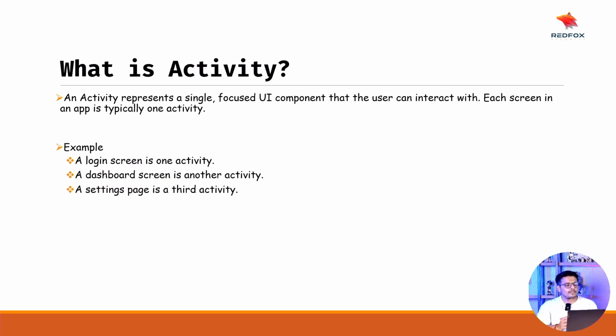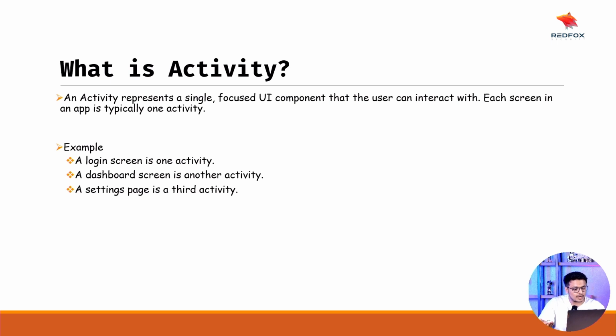Now, what is an activity? An activity represents a single focused UI component that the user can interact with. Each screen in an app is typically an activity. So in simple words, if you open an application and you see a login screen, that is one activity. You authenticate and you are redirected to a dashboard screen. That is another activity. So these are some different activities in an application.